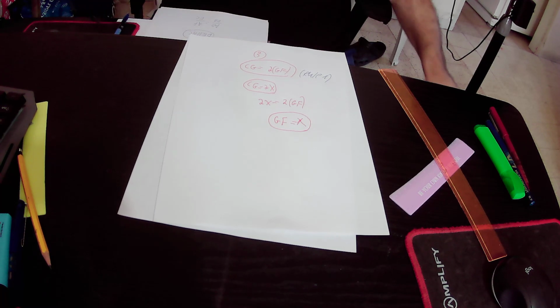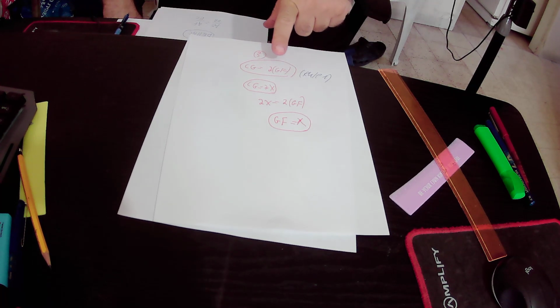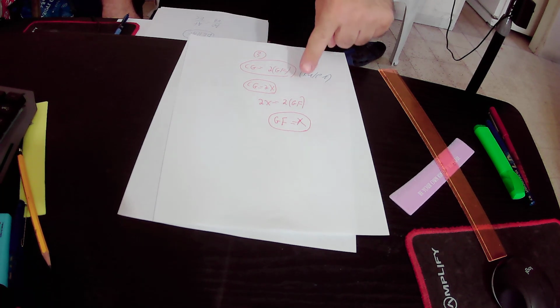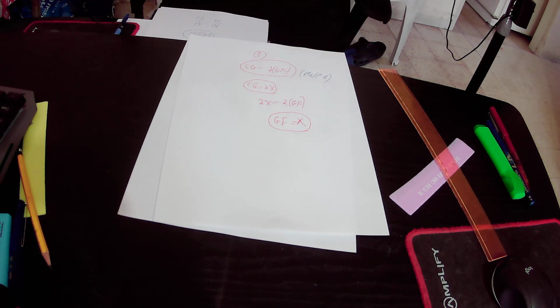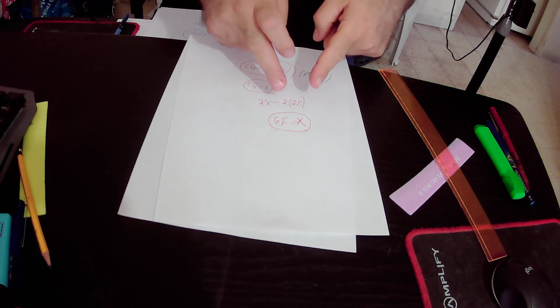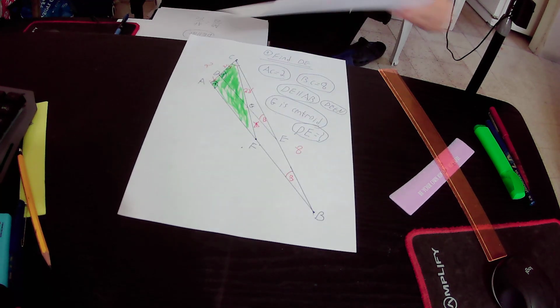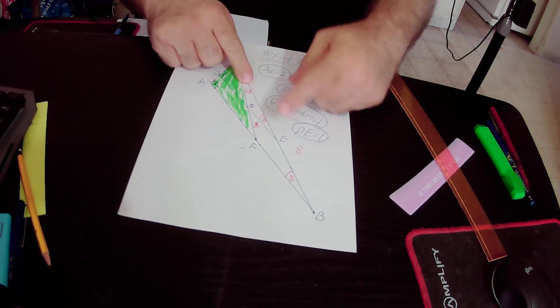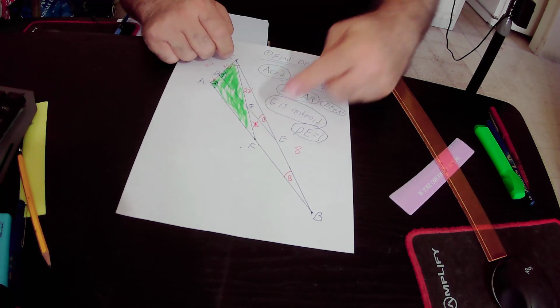So, if we define CG as 2x, then we can substitute CG in this equality by 2x, and we will get that 2x equals 2 times GF. We divide this equality by 2, and we get that GF equals x. So we found out that if CG equals 2x, then GF will be equal to x, and we can write that here.